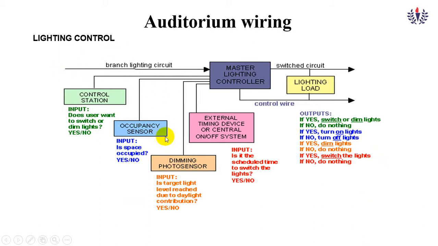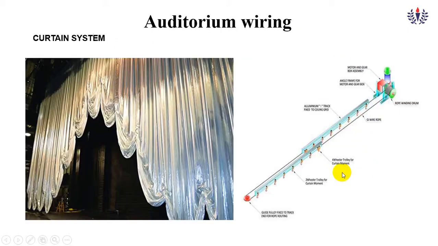And also lighting control, there are various lighting controls. One is the control station. This is the master controller of it. Then next is the lighting load. Then timing devices. Some will be timing. Then dimming sensors will be there. And occupancy sensors will be there. When the person is occupied at a particular stage, the light will be off. Particular seat, if it is not occupied, it will be in the off state. So basically, these are all the various lighting controls used to control.